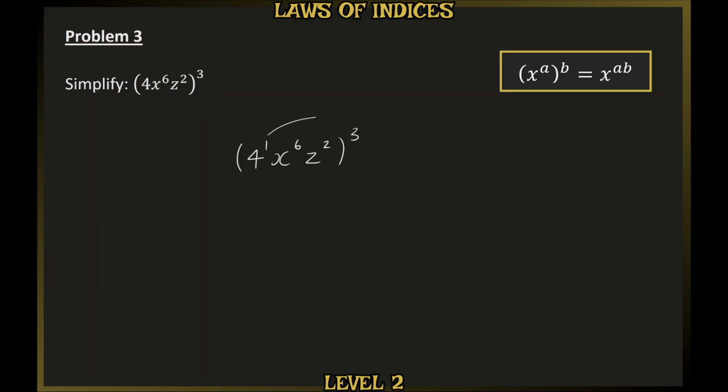So starting with 1 times 3, we have 3, so this becomes 4 to the power of 3. Next we have 6 times 3, which is 18, so we have x to the power of 18. And finally 2 times 3, which is 6, so we have z to the power of 6. Simplifying 4 to the power of 3, which is 4 times 4 times 4, we have 64, x to the power of 18, z to the power of 6. And that's our final answer for problem 3.